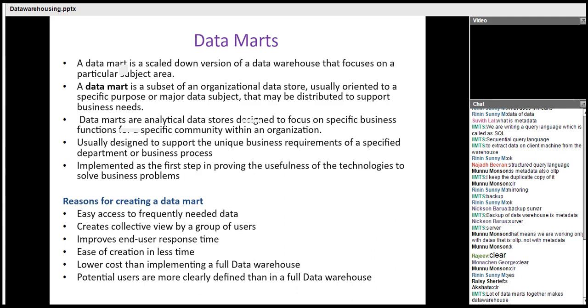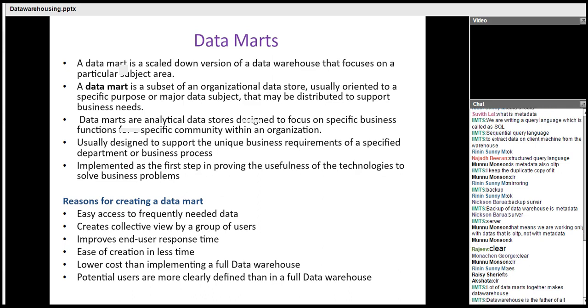Don't get confused between the terms: database, data mart, data warehouse, data warehousing. These all more or less mean the same thing. You can understand in one line that the data warehouse is the father of all. Just to understand simply, data warehouse is the father of all. Okay, is it clear to all?